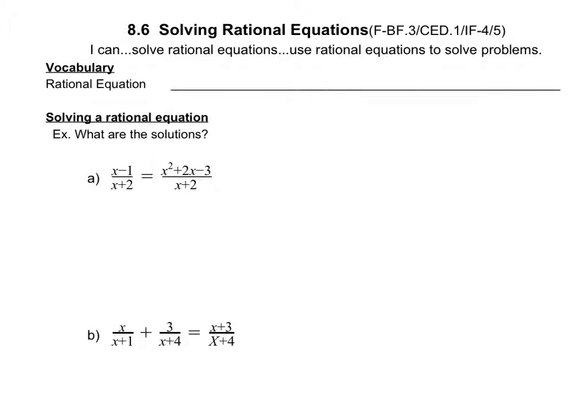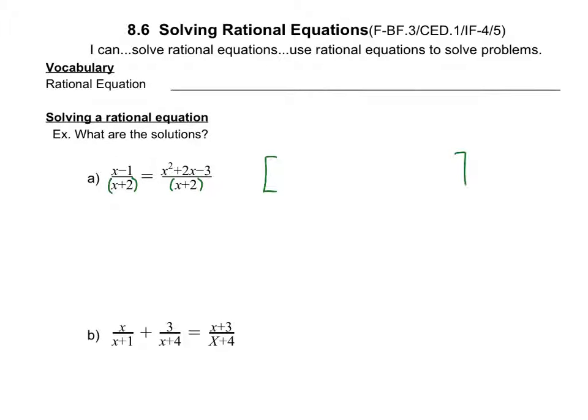With solving rational equations, the first thing that we want to do is find the least common denominator, just like we were finding when we were using radical expressions, because in order to solve them, we're going to have to get rid of that denominator, and that's what that allows us to do. In this first example, we have (x - 1)/(x + 2) = (x² + 2x - 3)/(x + 2). We already have a common denominator.